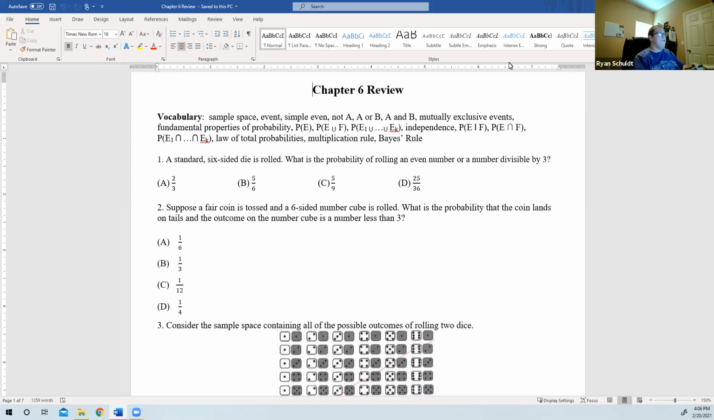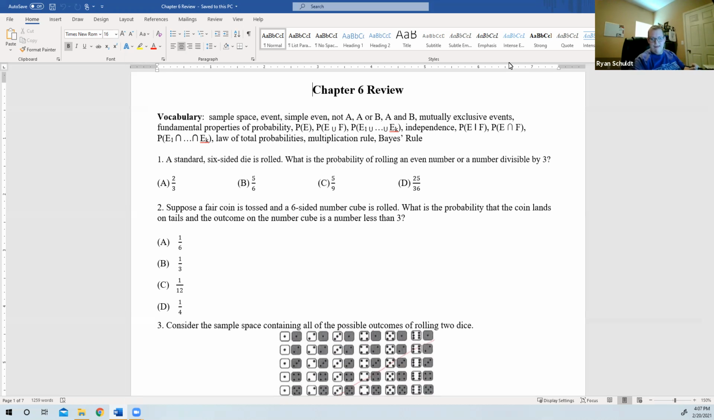Okay, so for this chapter, we did our first of our two probability chapters. Chapter 6 and Chapter 7 both deal with probability. We just made it through the first chapter. So let's go through this review.